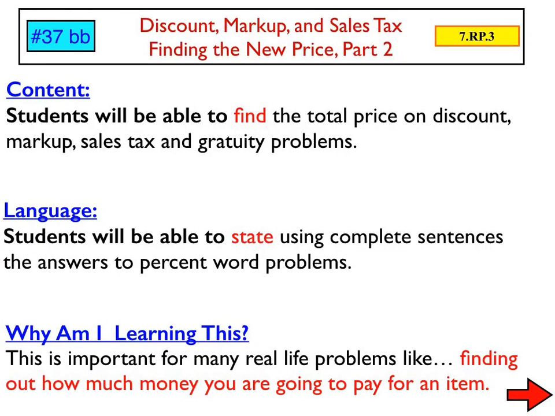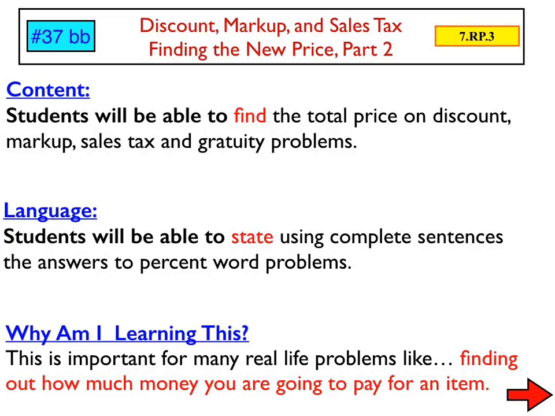Lesson 37 BB. We're going to continue talking about finding new price. Yesterday we learned how to do it the long way, and I call it the long way because it took 2 steps to find the answer, right? Find the discount first, then subtract it from the price. Find the markup first, then add it to the price. Find the tip first, then add it to the bill, right? Took 2 steps to do it.